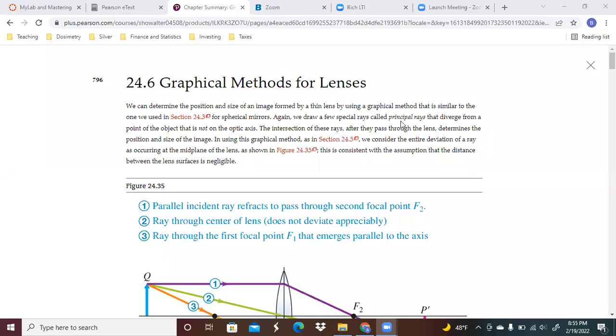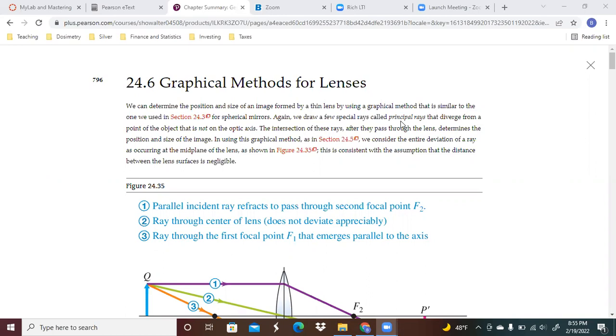This is going to be the last section in chapter 24. This will be chapter 24, section 24.6. We're going to look at determining the position and size of an image formed by a thin lens by using a graphical method, similar to what we saw in 24.3.